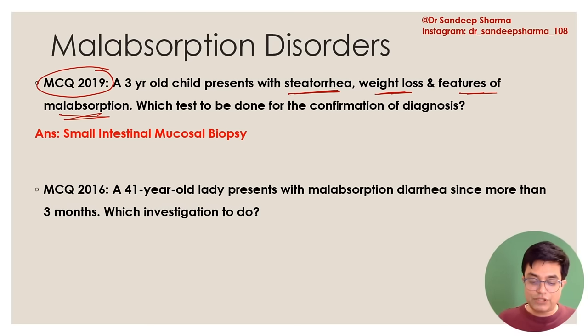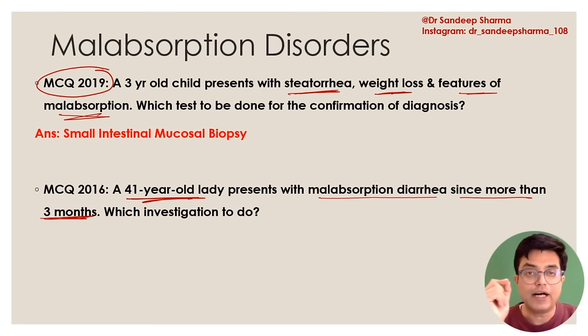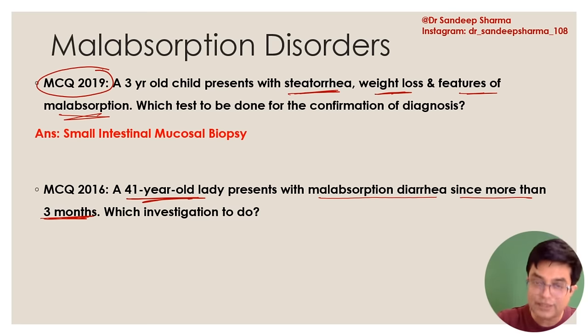Another similar sounding question. अब ये बच्चा नहीं है, this is a lady. 41 year old lady presents with malabsorption diarrhea since more than 3 months. Which investigation will you do? यहाँ पर you will not think of celiac disease. Celiac disease can occur in adults. Yes, it can occur in adults, right?